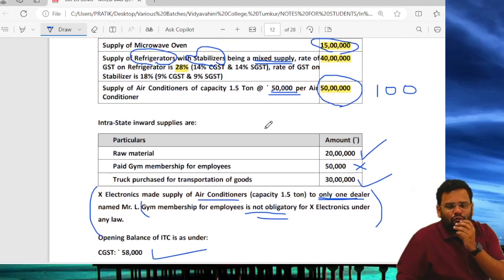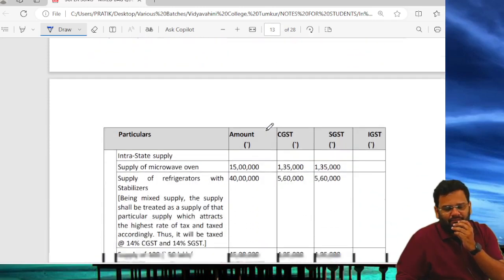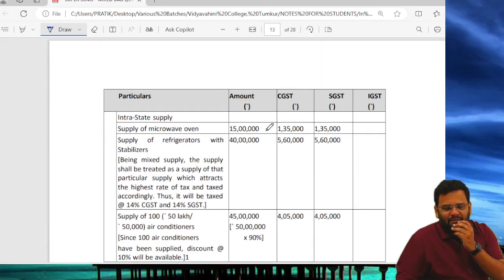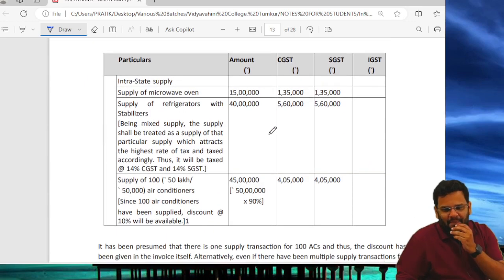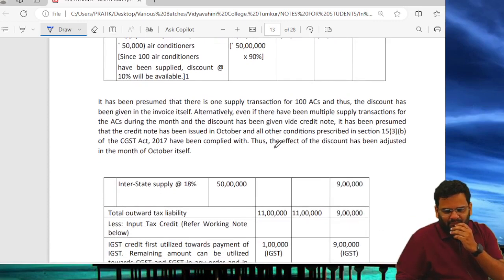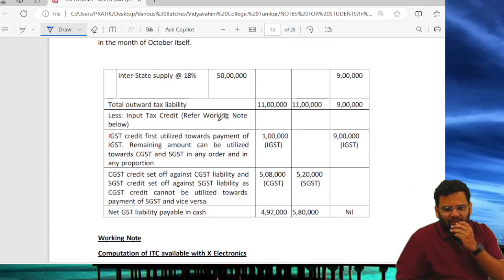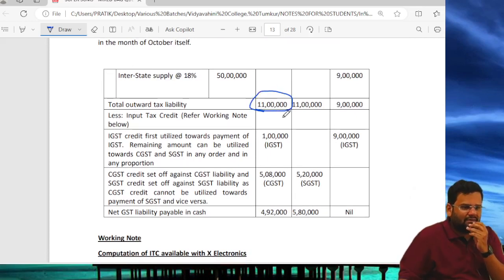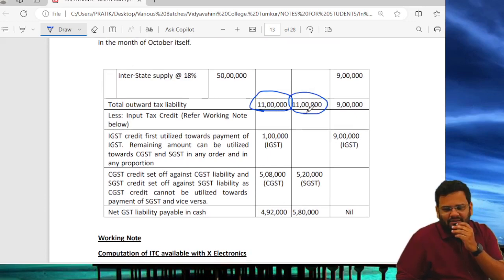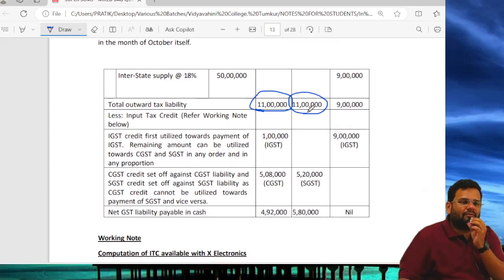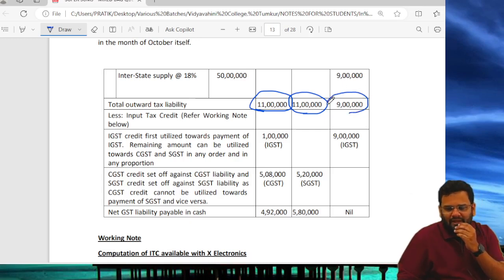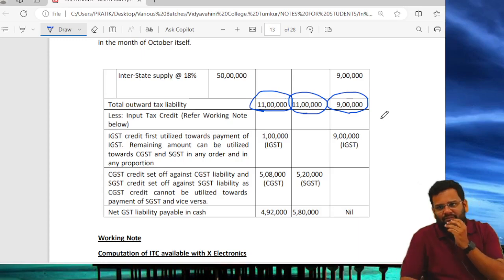So can you please take total? Next line. Therefore, total output tax. Please tell me what is your total output tax? What is your total output tax of CGST? 11 lakhs. SGST 11 lakhs. And IGST 9 lakhs. Did you all get 11 lakhs, 11 lakhs, 9 lakhs?